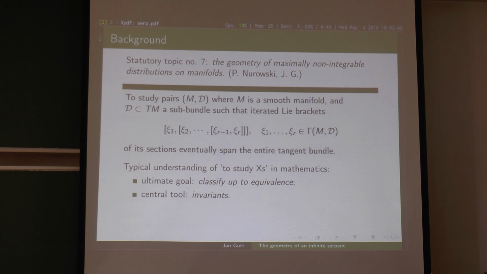Anyway, in mathematics, typically, if you see the phrase "to study something," classically you understand the following under that. The goal is to classify those things up to some notion of equivalence. Typically there are way too many objects to talk about every single one. We want to divide them into equivalence classes. And the classical tool to do this is invariants. So you want to find quantities that depend only on the equivalence class.